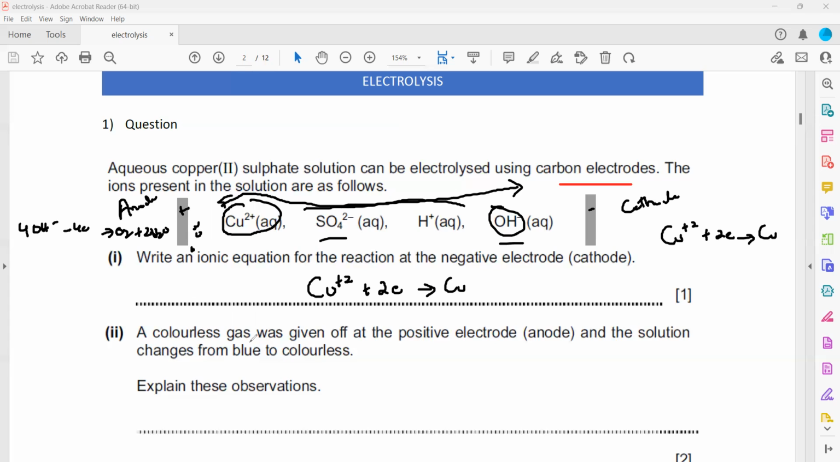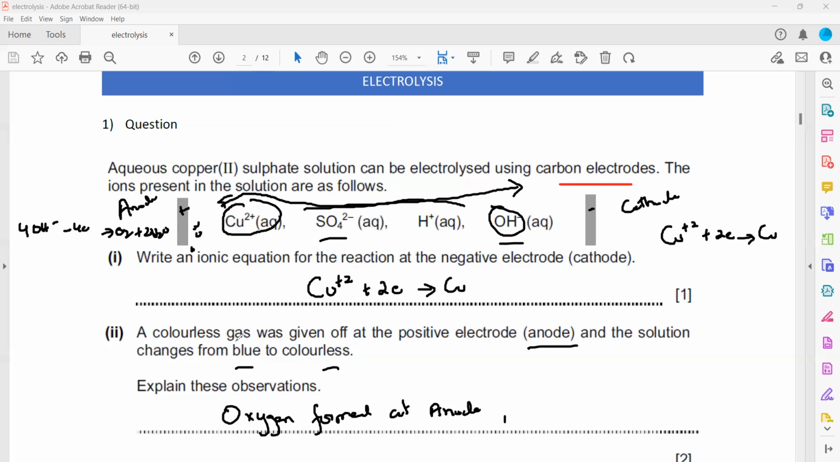So the question is, a colorless gas was given off at the positive electrode, or anode, and the solution changes from blue to colorless. We have to explain this observation. What are the bubbles of the colorless gas? We'll mention that oxygen is formed at the anode due to the movement of hydroxide ions.